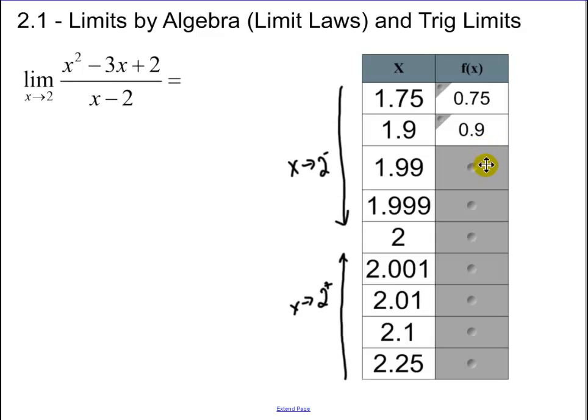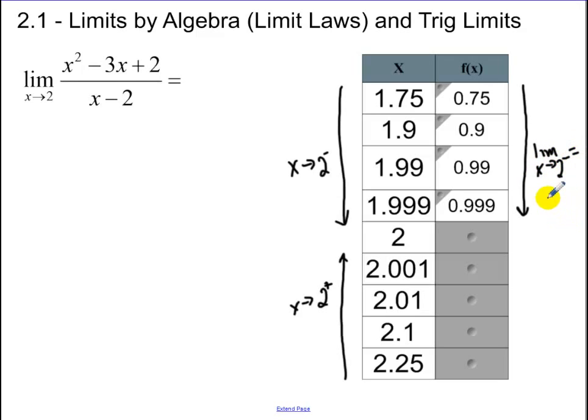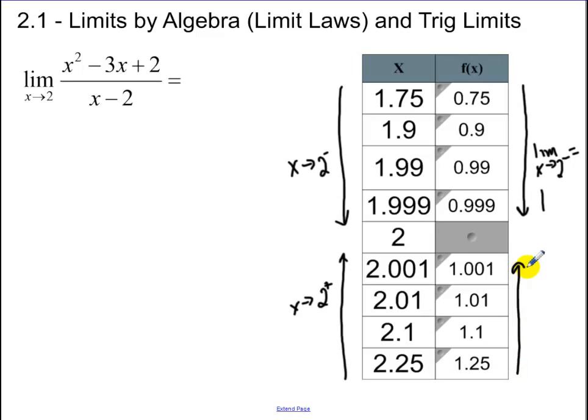As we were getting closer and closer to 2, what were these values getting closer to? The limit, as x went to 2 from numbers a little bit less, looked like it was getting closer and closer to 1. Then, as we look at numbers a little bit more getting closer to 2, approaching 2, what did those numbers look like they're getting closer and closer to? Those numbers are getting closer and closer to 1.